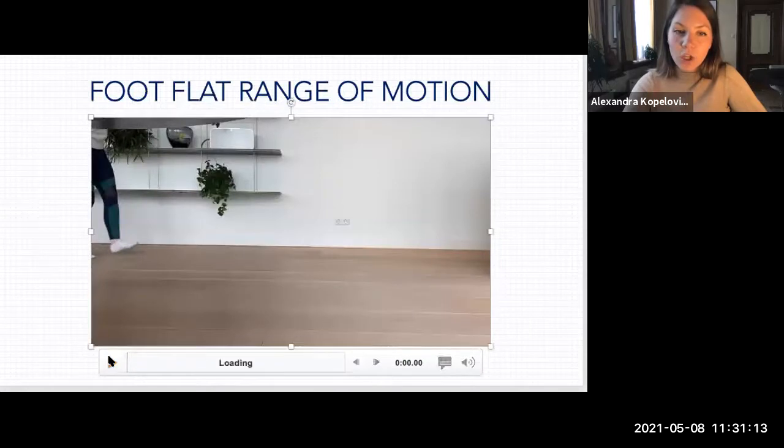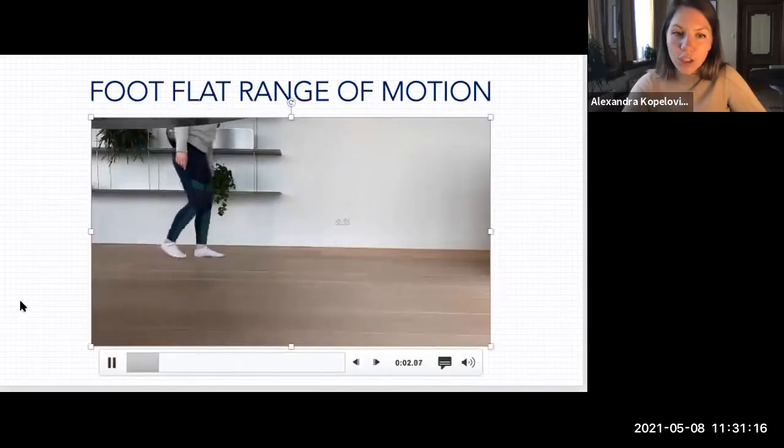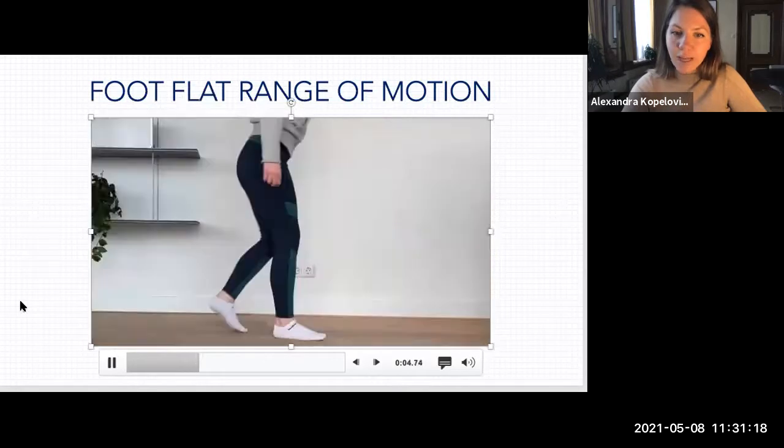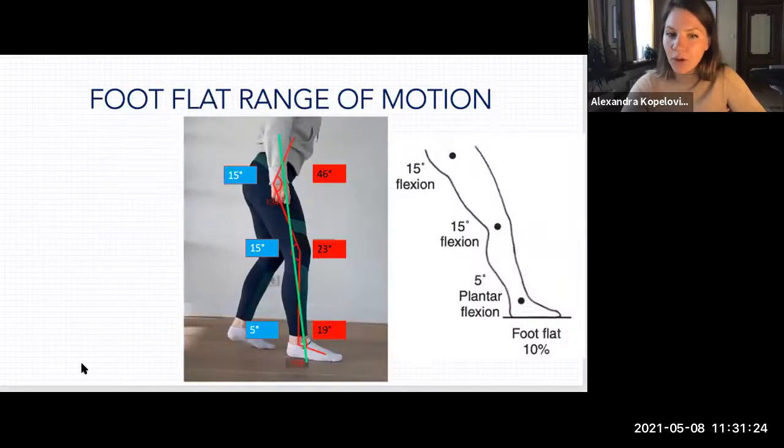Let's take a look at what foot flat looks like on our patient, in our case. This is what foot flat looks like in our case, and here are the values. Obviously, a very different picture from what we're expecting and what we're actually getting in the clinic. The blue ones, once again, are the normal values, the same values as these. So we're expecting 5 degrees of plantar flexion, 15 degrees of knee flexion, and 15 degrees of hip flexion. What we're getting is 19 degrees of plantar flexion, not the same, 23 degrees of excessive knee flexion, and excessive hip flexion once again.